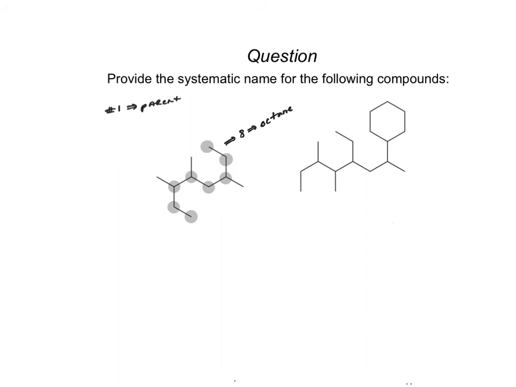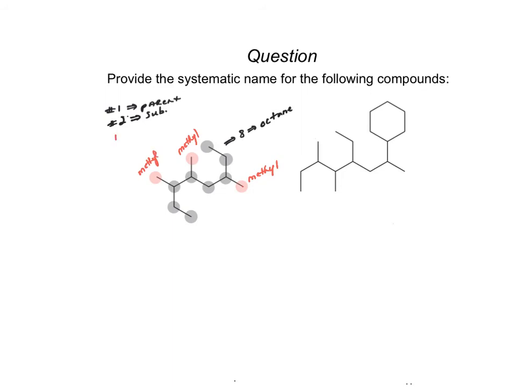So that's number 1. Number 2, we've got substituents. So we're looking at things that branch off the parent chain. We've got one of them right here, another right here, and another right here. All of these are 1 carbon chains, so all of these are methyl groups. We've got a methyl, and a methyl.